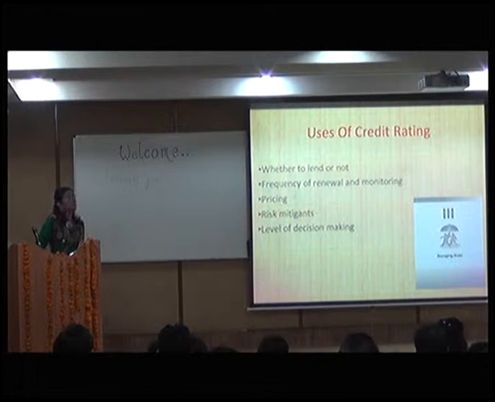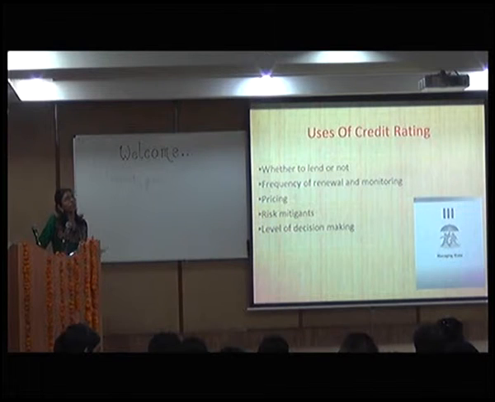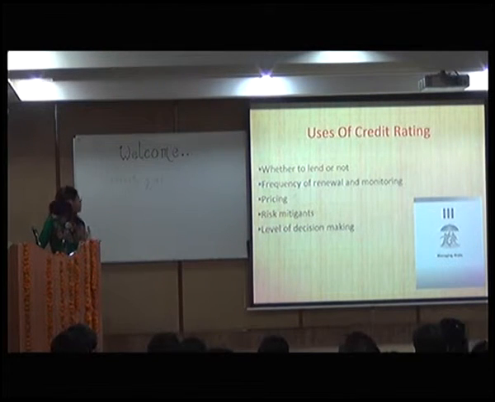Risk mitigants means the collaterals. If the borrower is regarded as a poor borrower, then more collaterals will be asked for. And the last one is level of decision making. So if the borrower is not adjudged as a good borrower, then decision making will be taking more time.